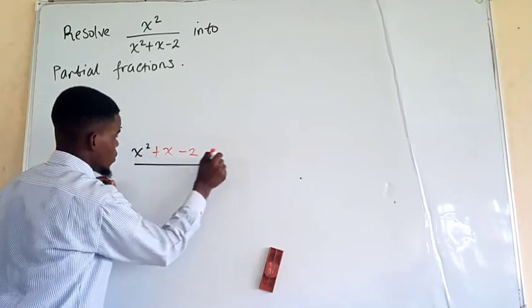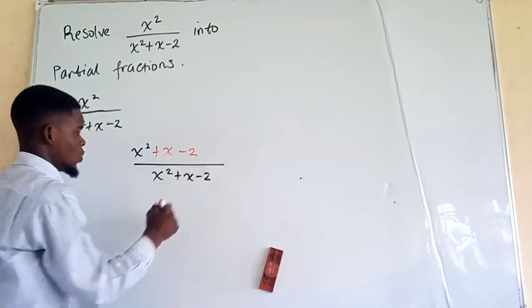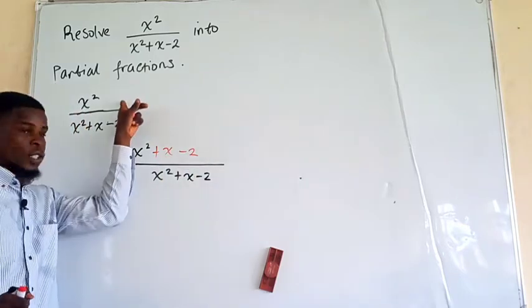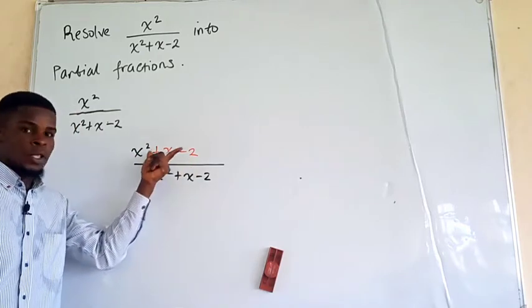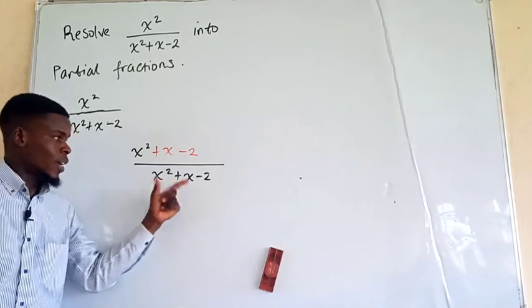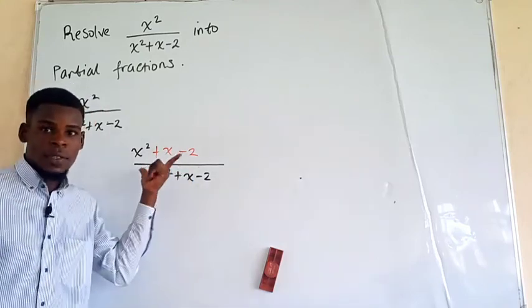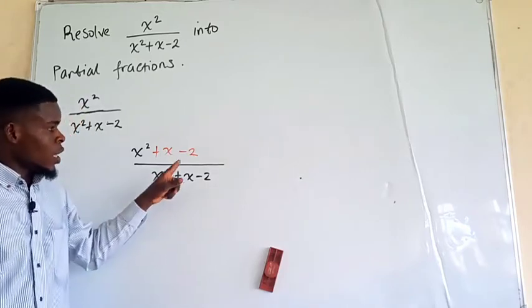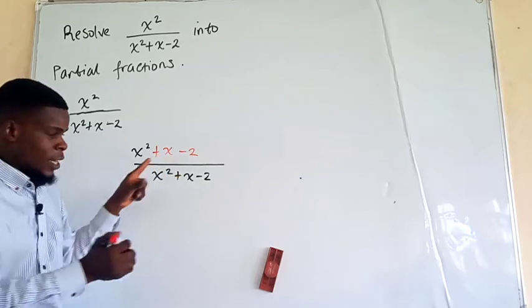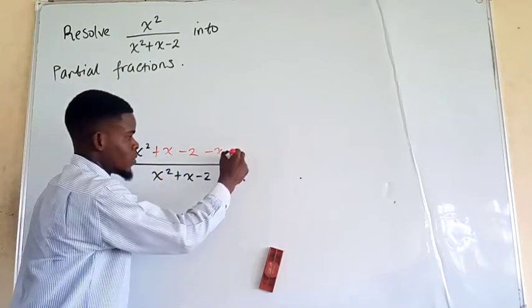Now we have the denominator to be x squared plus x minus 2. You see the numerator was just x squared. Now I've added x to it and I've subtracted 2. You see that the top and the bottom are the same in this case, so we can just cancel them. But you notice that we've changed the numerator, so we need to balance it. And by balancing it, we need to subtract this x again, so we subtract the x and we add 2.